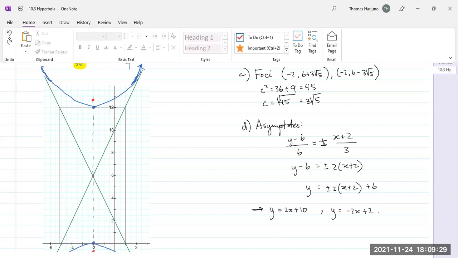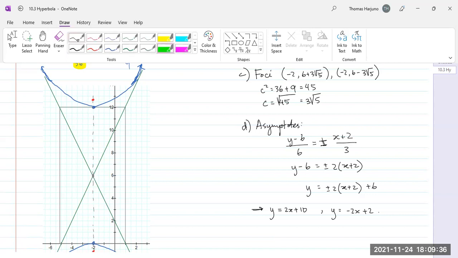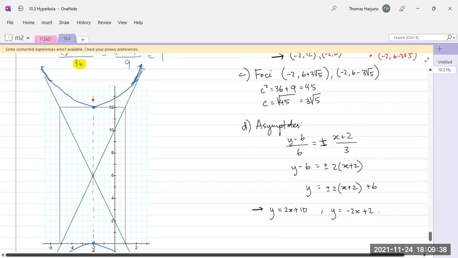Okay, now I will stop here for the hyperbola. The suggested homework for you will be from number 1 to number 27. I think those are good enough. The suggested homework from 10.3 from number 1 to number 27. Just do the odd ones. Okay, that's for today.